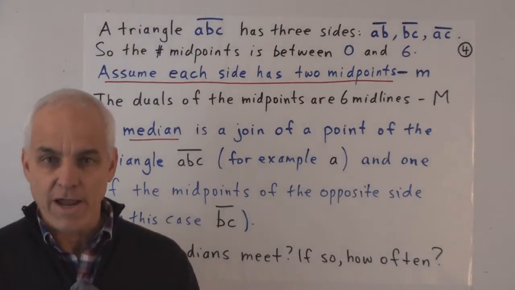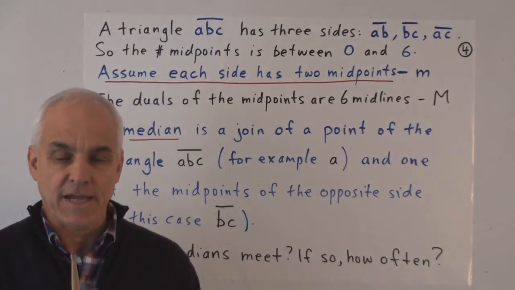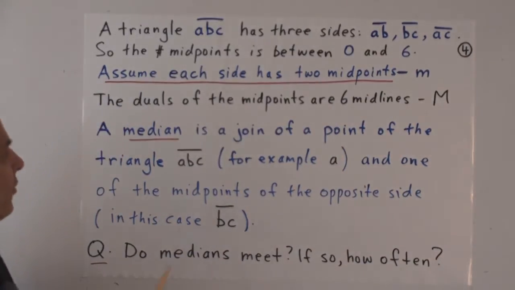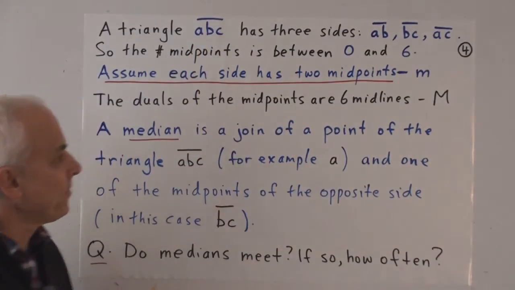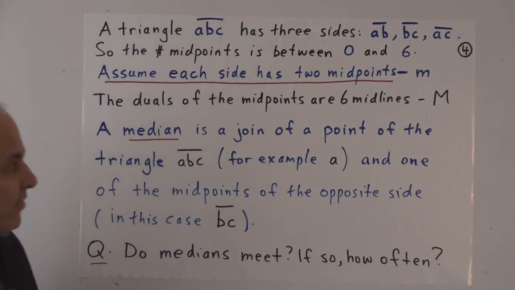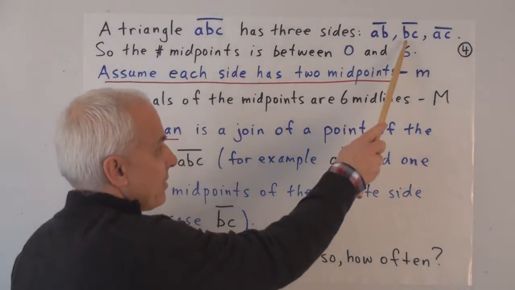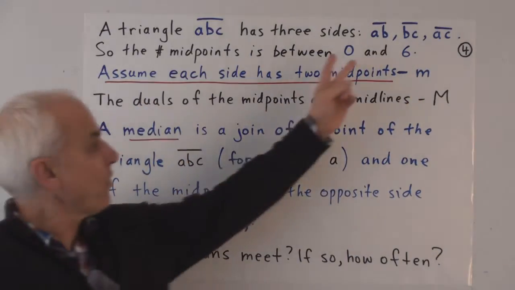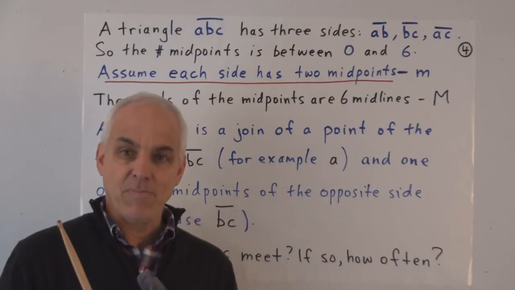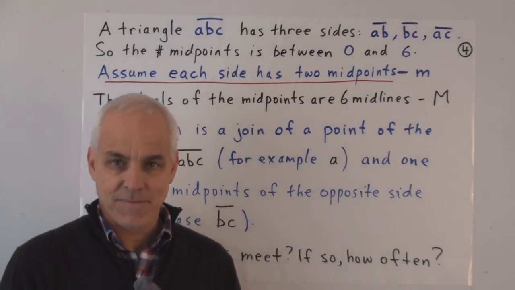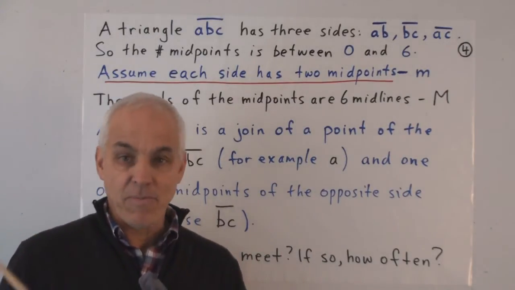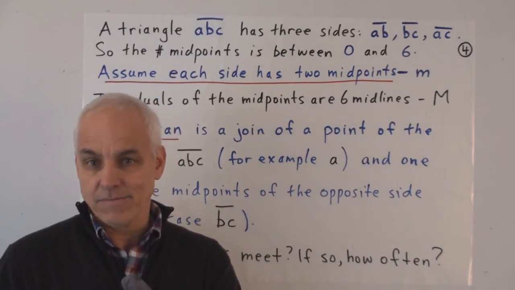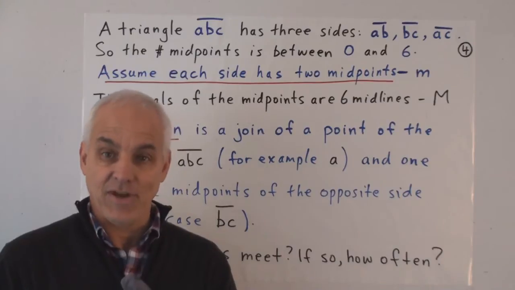So now let's consider a triangle. A triangle is a set of 3 points, which are not collinear. So suppose we have a triangle ABC. Then it has 3 sides: the side AB, side BC, the side AC. Now each of those sides might have midpoints or might not. So the total number of midpoints of this triangle, or of the sides of the triangle, can be as low as 0 and as high as 6.